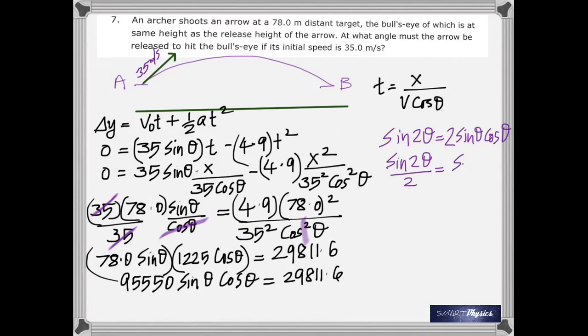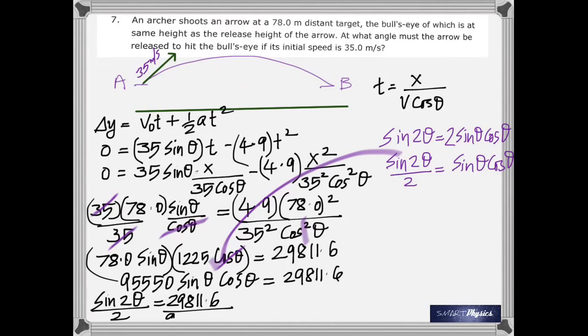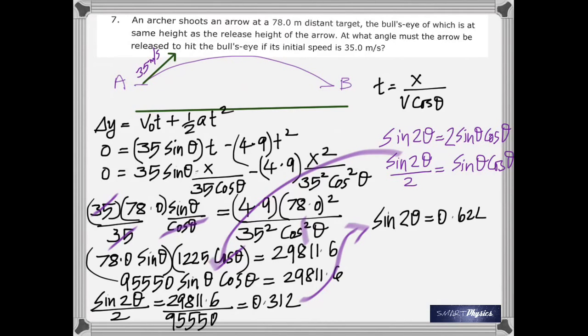Dividing both sides by 2, I could substitute this now as sine 2 theta by 2. Yes. And I've taken 95550 to the other side, which gives 0.312, and therefore sine 2 theta is 0.312 multiplied by 2. You see the 2 here. Okay. Take the arc inverse of that, you get theta is 19.3 degrees.